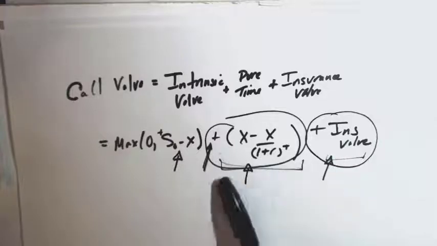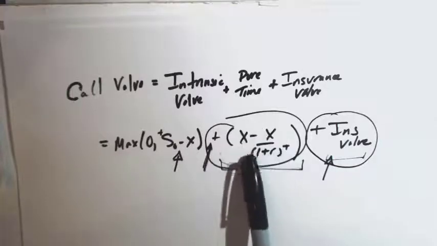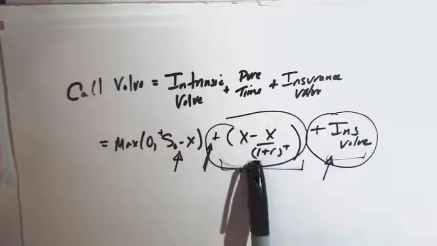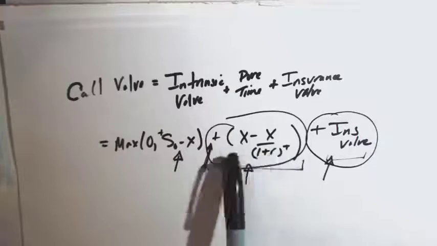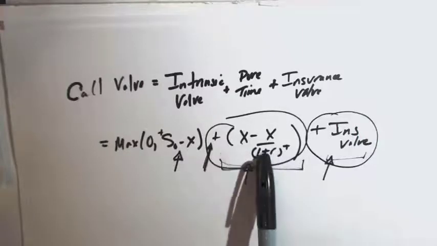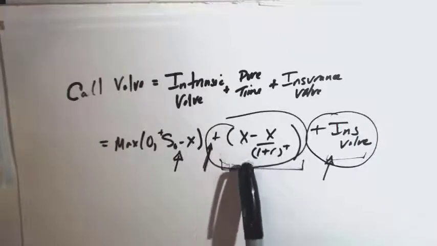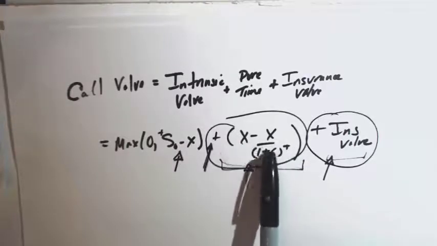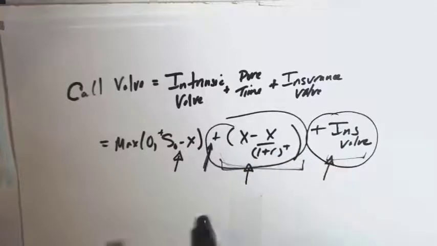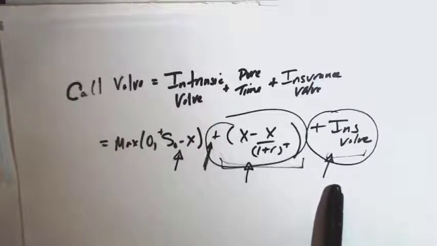Now, what it often boils down to is this component right here. This could be big if interest rates are high and there's a long time period involved. This difference could be big. The pure time value could be a big number, but often not. Our interest rates are pretty low now, and if it's under a year, there's not going to be that much of a difference between these two numbers. What it's really going to boil down to is how much insurance value is on the option. And it turns out insurance value is highly related to how volatile the underlying stock is. And I'll talk about that in a few minutes.